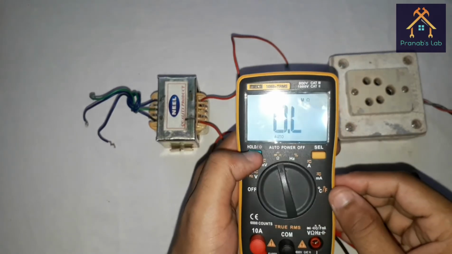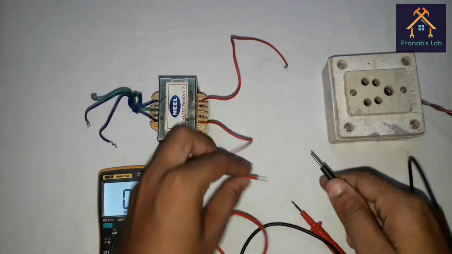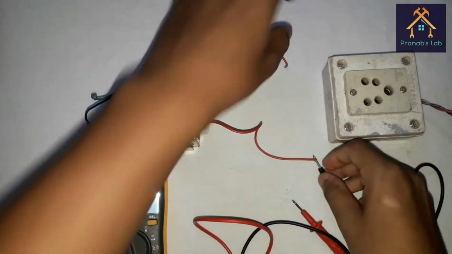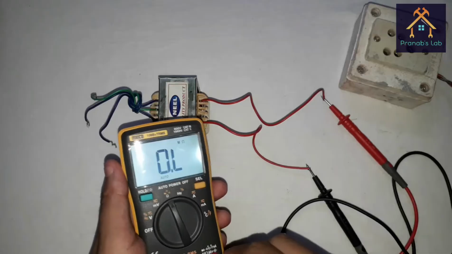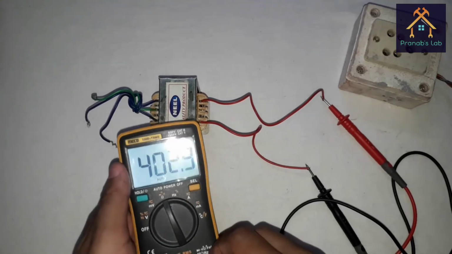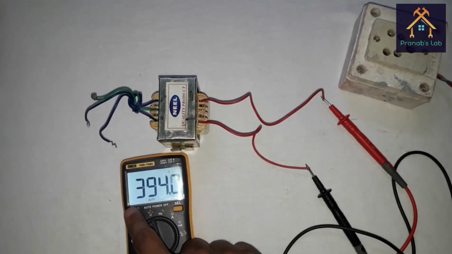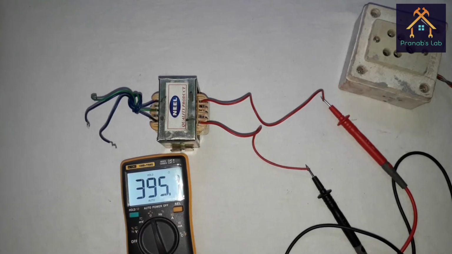Now we have to measure the resistance of the coil as shown in figure. So disconnect the coil from the source and connect the multimeter with the coil as ohm meter, and you can see the resistance of the coil is 395.1 ohm.